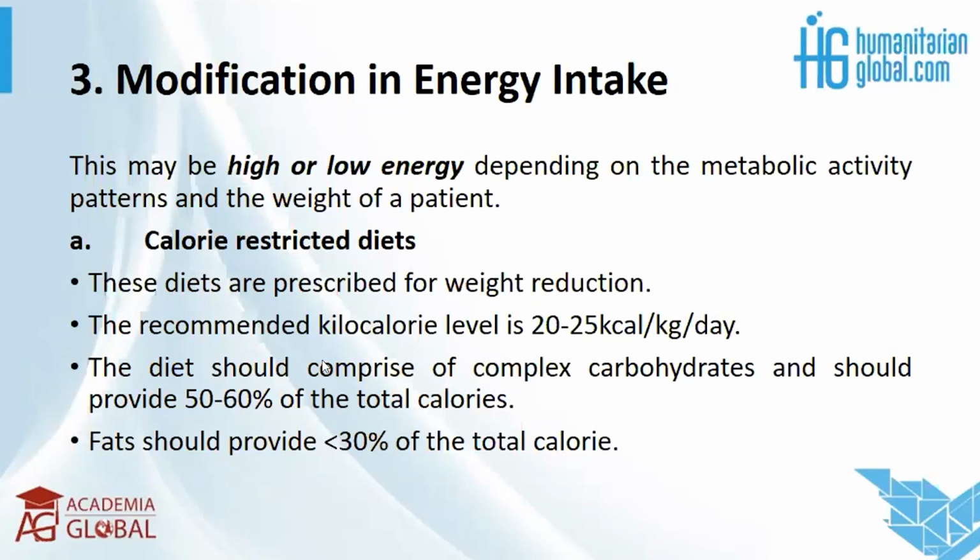Now, generally, this diet should comprise complex carbohydrates, and they should provide 50 to 60% of the total calories. These complex carbohydrates are those fibrous foods, the ones with whole grains, and the vegetables. We are saying that the food should consist of about 60% of the total calories that you are consuming.